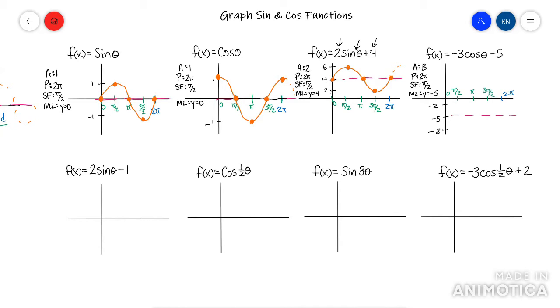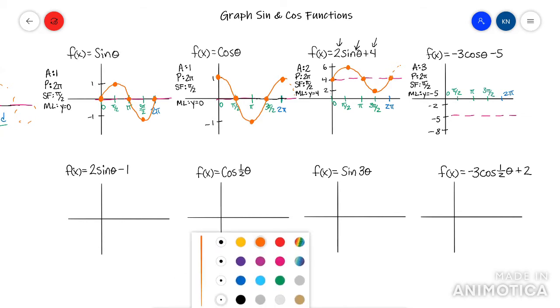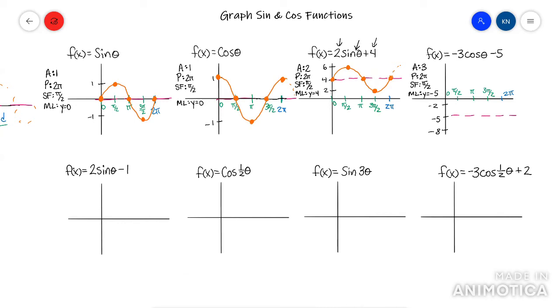And now all I have to do is follow the same pattern for cosine, but this time it's negative. So it's not going to be like this parent function. When it's negative cosine, it starts low, hits midline, goes high, hits midline, and then goes low to finish. So this one would look something like this. And then it would repeat.